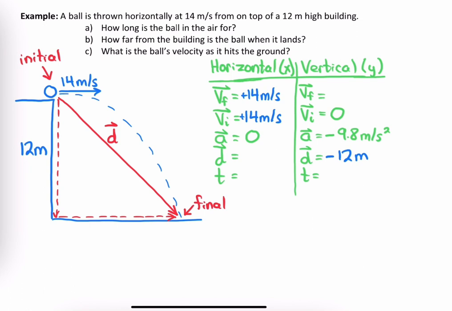And now the last thing I want to kind of talk about here is the time. Because that's what we're being asked to solve for in part A. How long is the ball in the air for? So are we being asked to find the x time or the y time, the horizontal time or the vertical time? And what does that even mean?